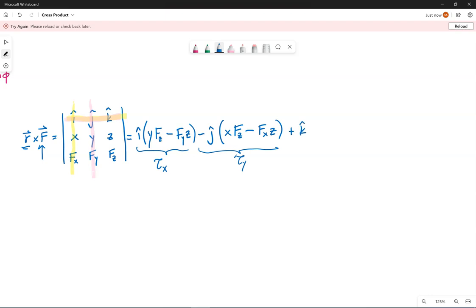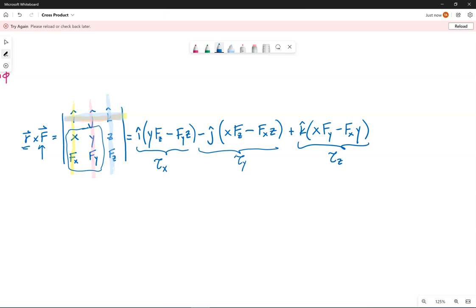Finally, the z component, let me choose a new color, blue. I cross out the top row and the far right column, and the uncovered numbers would be right here. So I start with the top left and multiply by its diagonal, and then I subtract the other two numbers multiplied by their diagonals. This would end up giving me a z component of torque.